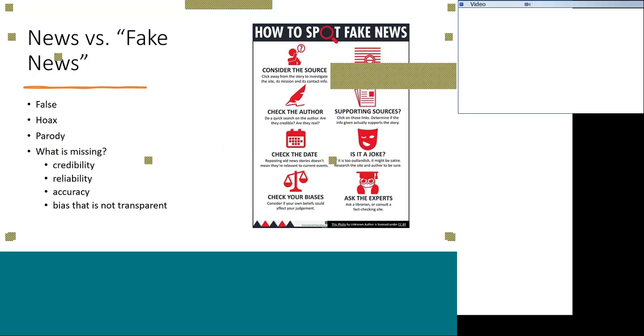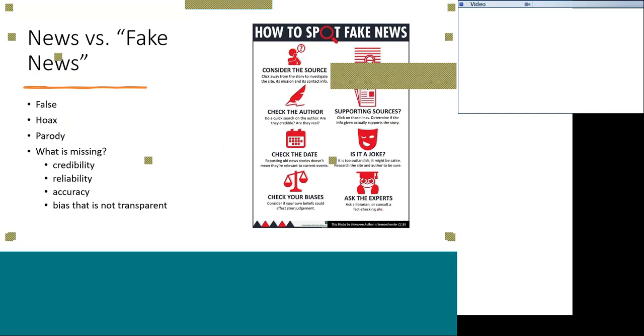A term that is commonly heard in today's society is fake news. It's used a few different ways. It can be described as a false news story that is not based on any facts. It may be designed to be a hoax with intent to cause harm. It also could be news that is a parody and is meant to be understood as a joke.